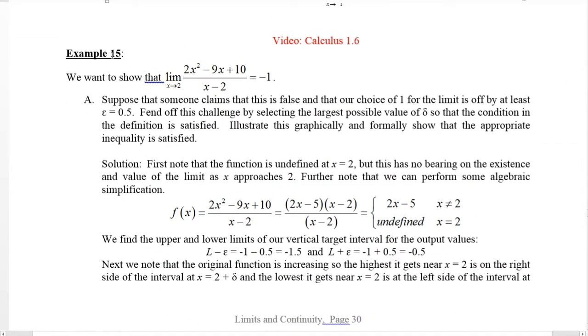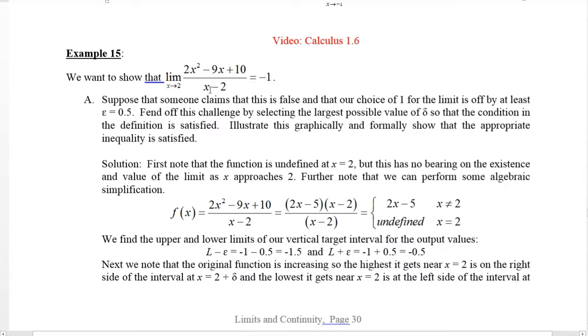And so in the last video we looked at an example where we had a linear function. In this one we're going to look at one where the function is actually undefined at the place that we're taking the limit. So we have 2x squared minus 9x plus 10 over x minus 2. We take the limit as x approaches 2, and I claim that that limit is negative 1.